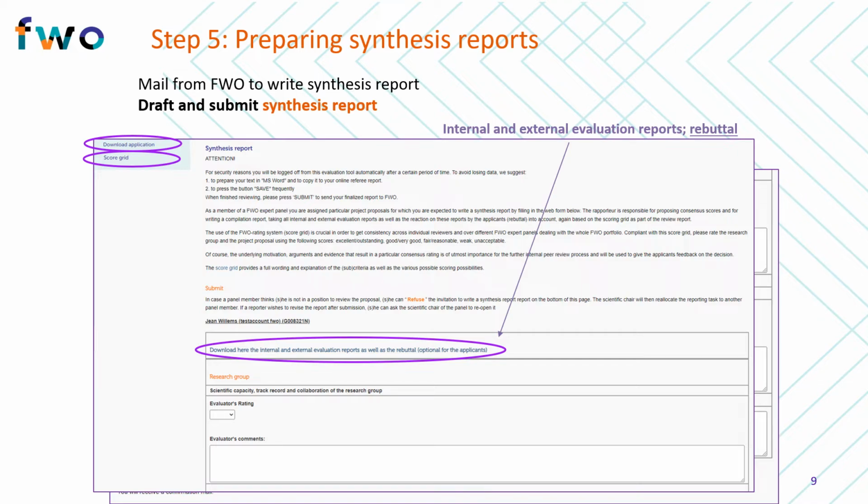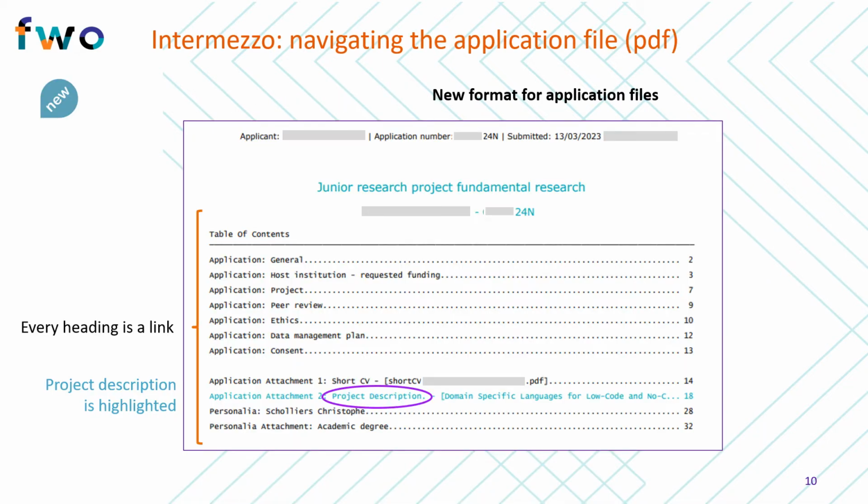Please note that it is crucial to take the rebuttal by the applicant into account when writing a synthesis report. Again, as you are working, please do not forget to save regularly and to first complete your report in an offline document if you can, and then to press the submit button at the bottom of the page to submit your report to us. To write an internal evaluation report and synthesis reports, you of course need to access, read, and assess the applications submitted by the candidates.